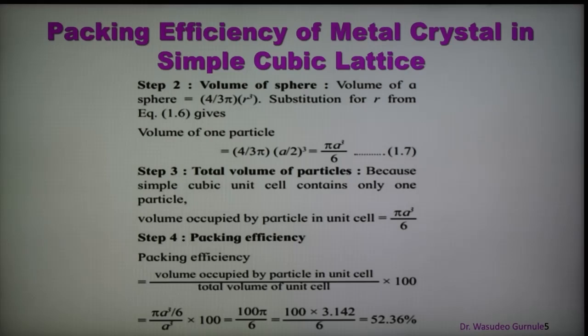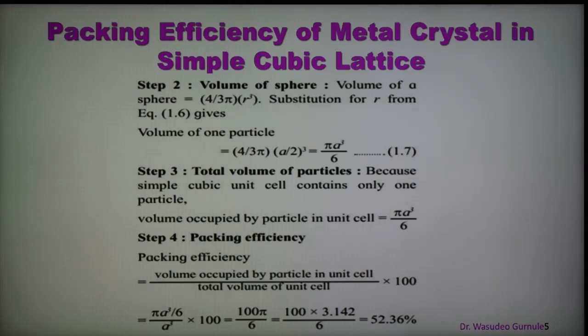52.36%. So this answer is the percentage of the packing efficiency for the simple cubic unit cell, and therefore from this percentage in simple cubic lattice we can say that 52.36% of the total space is occupied by particles, and the remaining is 47.64%.